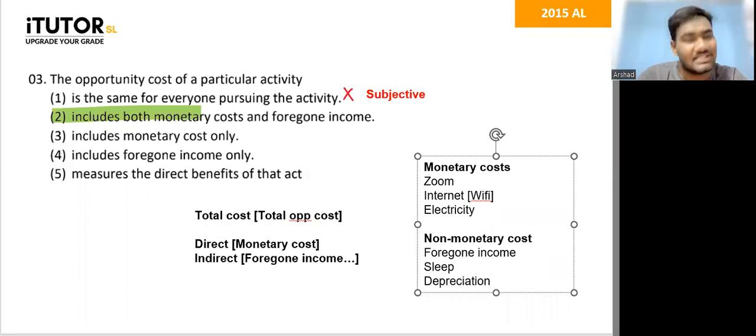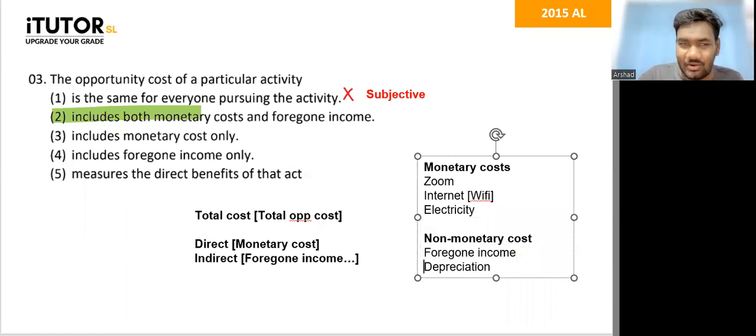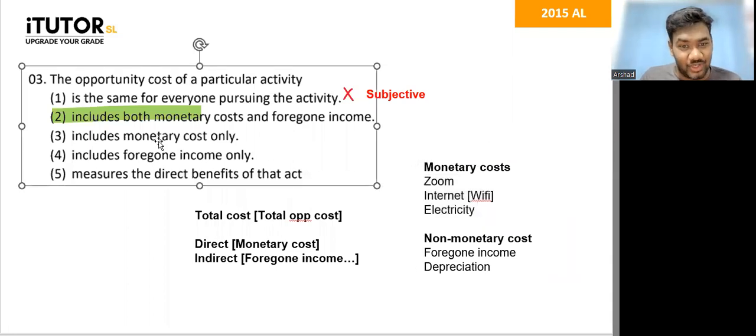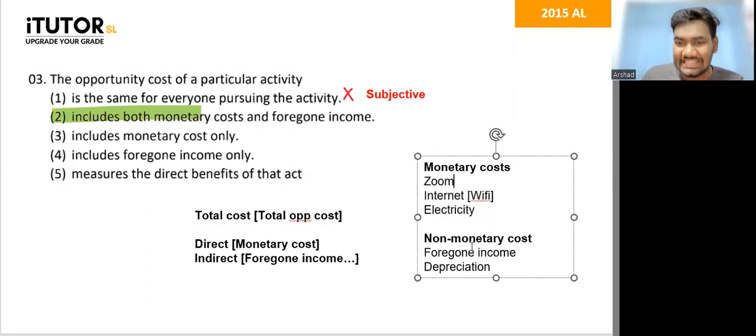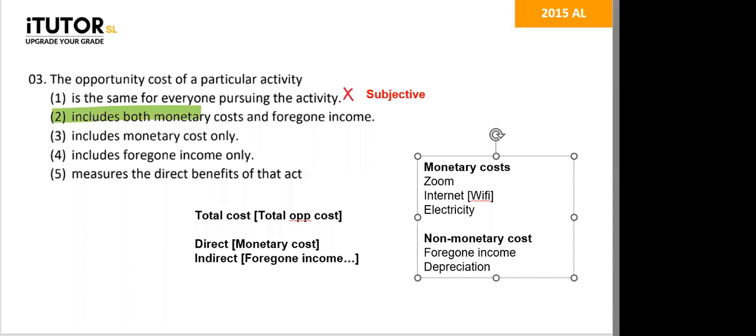There is no direct monetary cost there. Sleep is like an informal one, right? So all of those are what? Non-monetary cost. There is no direct monetary payment. But these are all monetary cost. So opportunity cost will have both this and this. Is that okay? Fine. Questions, problems, issues?